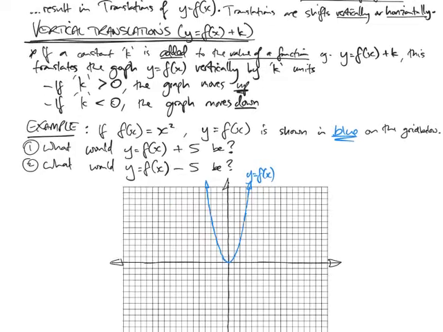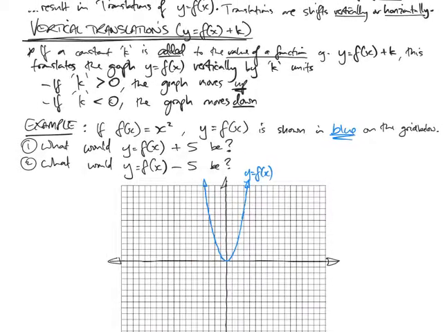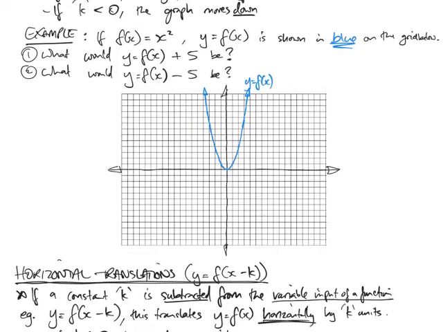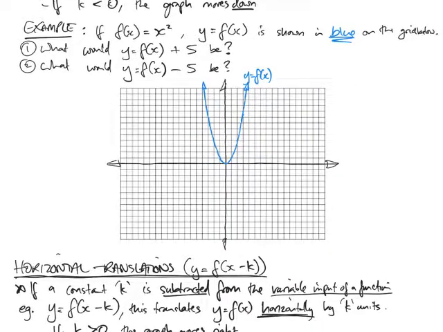So let's look at vertical translations to start off with, because they're easier to think of. If you add the constant to the result of the function, you're not adding the constant to the variable, you're adding the constant after the result, y is equal to f of x, and then add k to it. This translates the graph of y is equal to f of x vertically by k units. If k is greater than 0, so if it's a positive number, the graph moves up. If k is a negative number, or if it's less than 0, the graph is moved down. So it's a whole bunch of words that I've just thrown at you, but let's see the reality of the situation. It's a bit simpler than that.